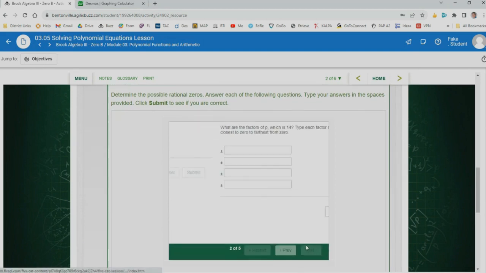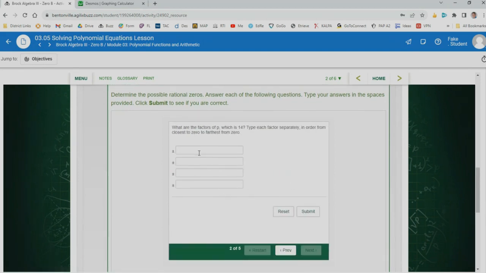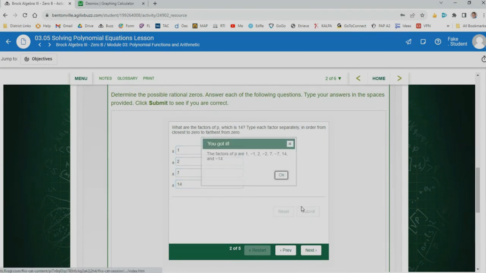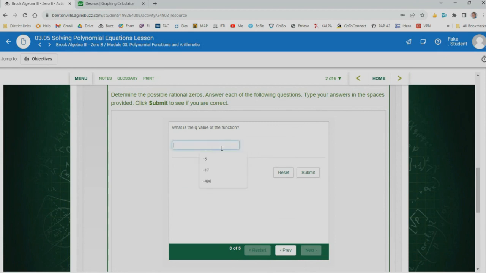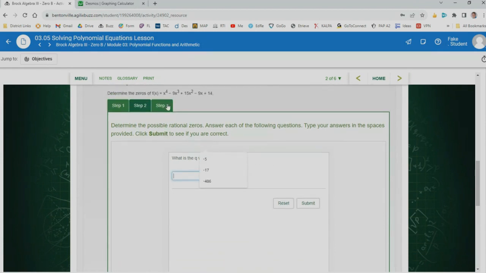And then it says, okay, what's next? What are the factors of 14? Plus or minus 1, plus or minus 2, plus or minus 7, plus or minus 14. Yep, that's it. And then I'll probably ask the Q. The Q on this one is just a 1.